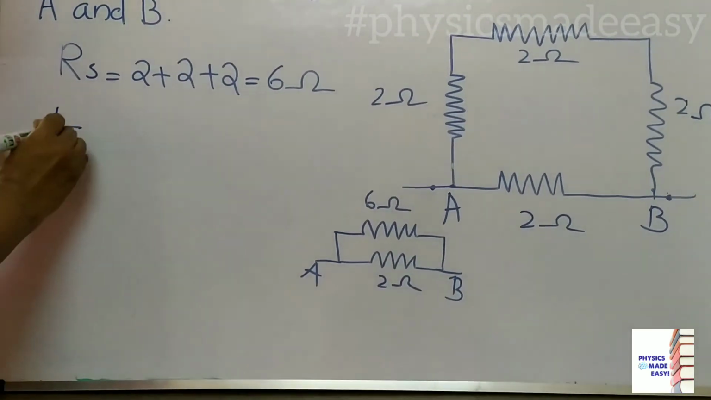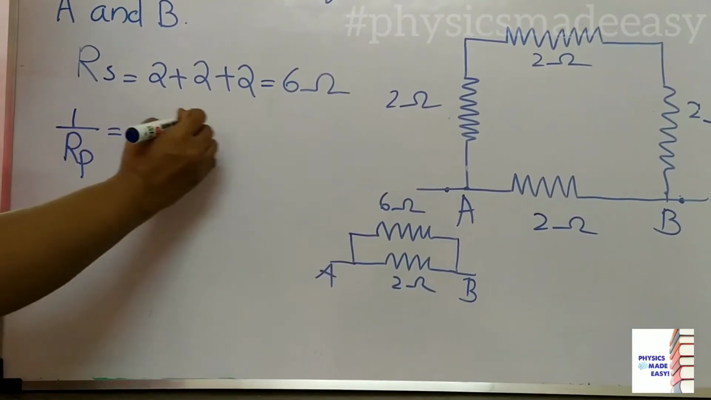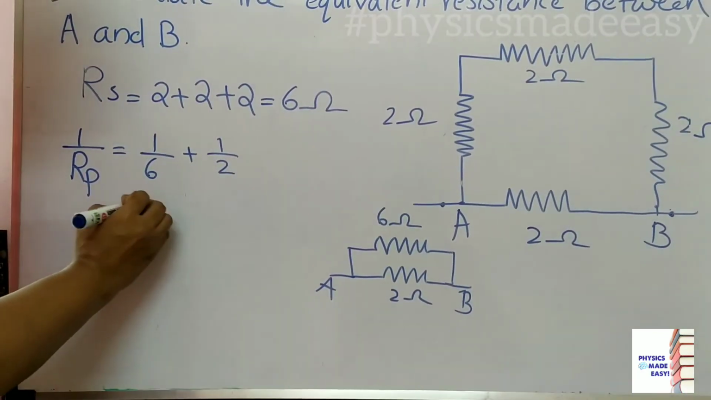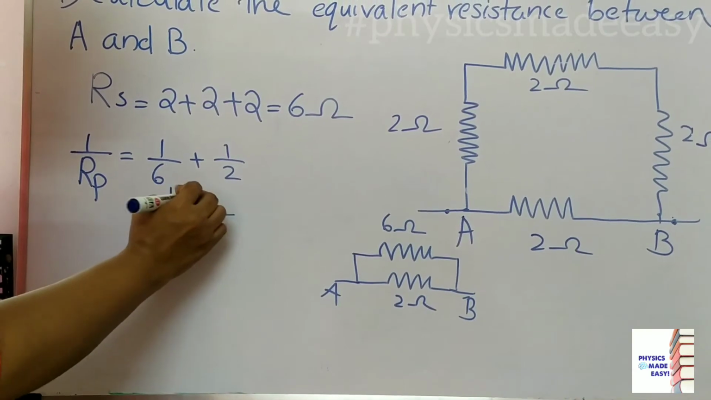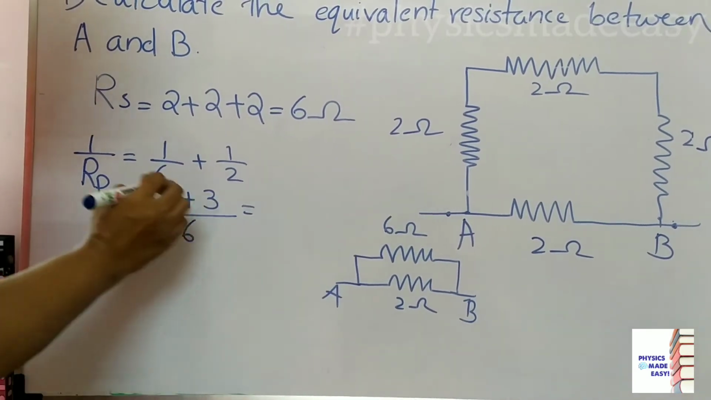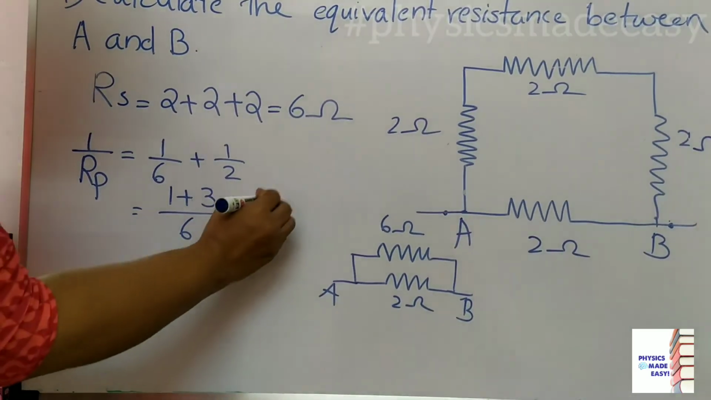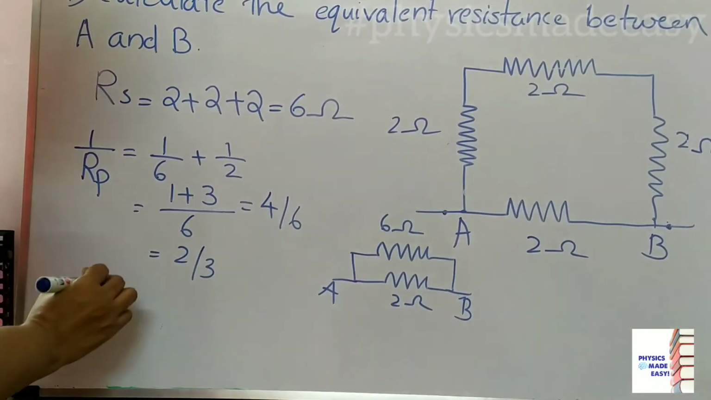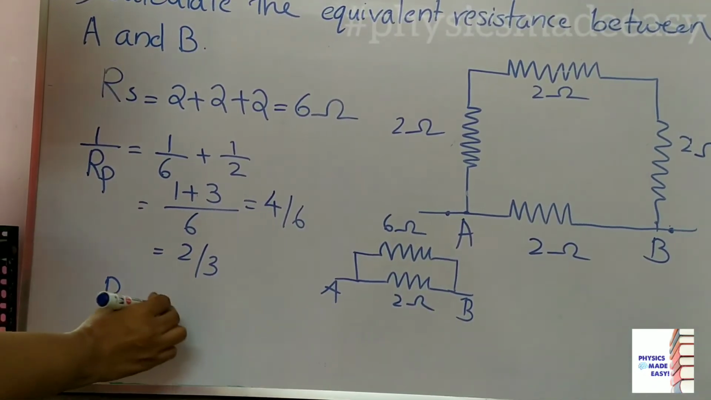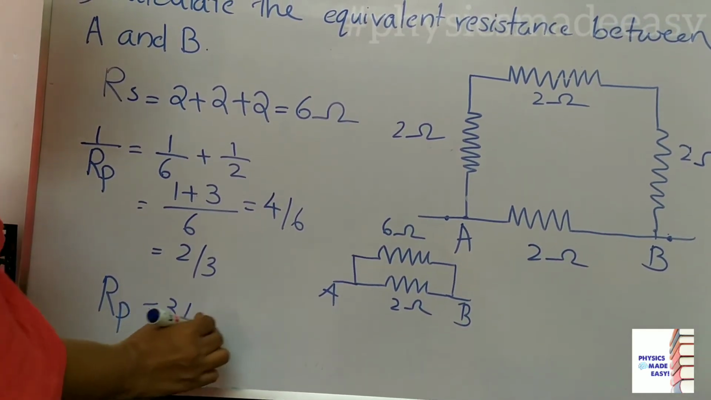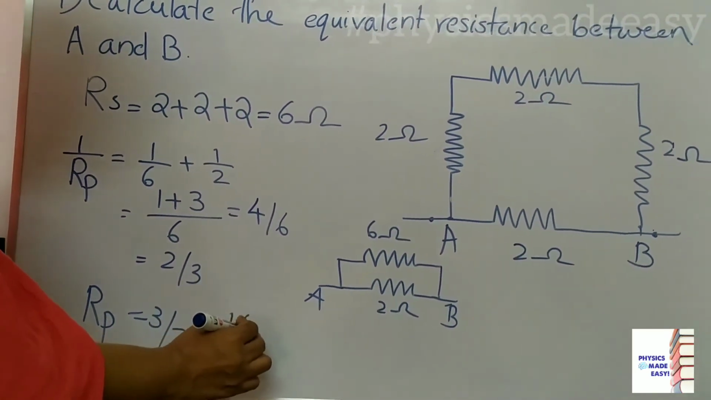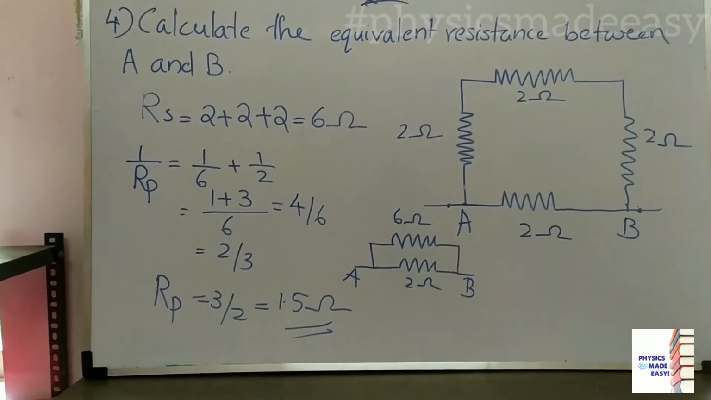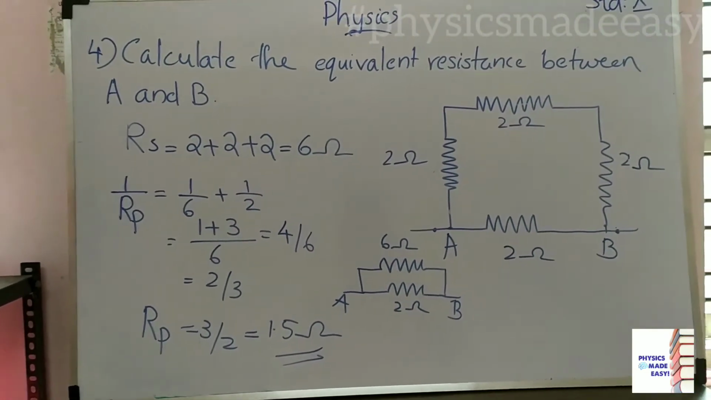Then how to find the effective resistance? 1 by Rp is equal to 1 by 6 plus 1 by 2. This 6, 1 plus 3. Then you will get 4 divided by 6, that is equal to 2 by 3. Rp effective resistance is equal to 3 divided by 2, that is equal to 1.5 ohm. This is the effective resistance between A and B.